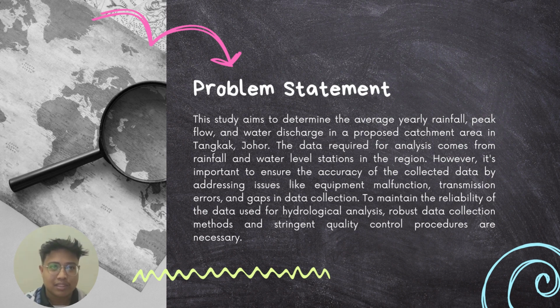So now I will present the problem statement. This study aims to determine the average yearly rainfall, peak flow and water discharge in a proposed catchment area in Tangkak, Johor. The data required for analysis come from rainfall and water level stations in this region. However, it's important to ensure the accuracy of the collected data by addressing issues like equipment malfunction, transmission error and gaps in the data collection.